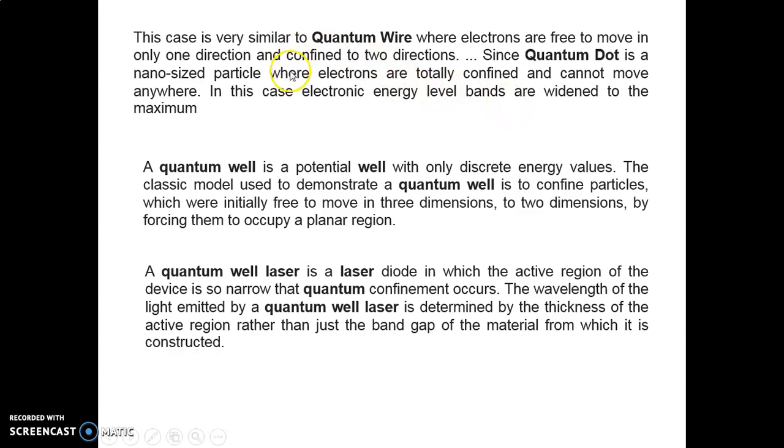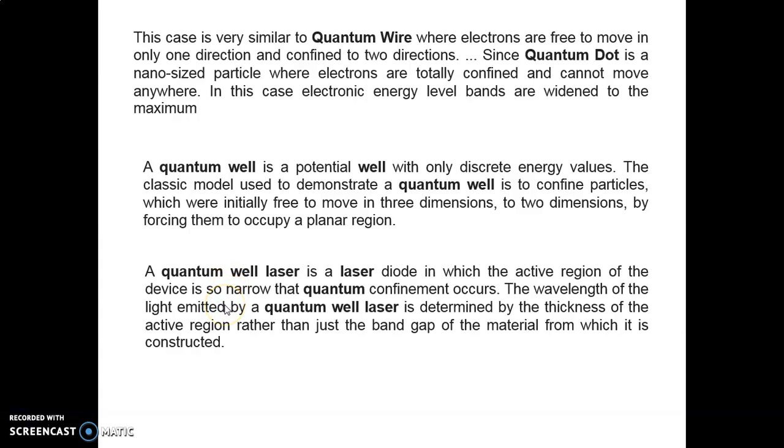The quantum well is a potential well with only discrete energy levels. It has discrete energy levels. The classic model used to demonstrate a quantum well confines particles, which were initially free to move in 3 dimensions, to 2 dimensions by forcing them to occupy a planar region.